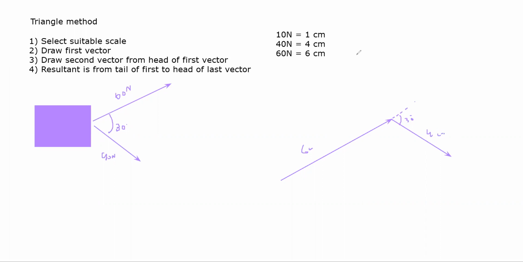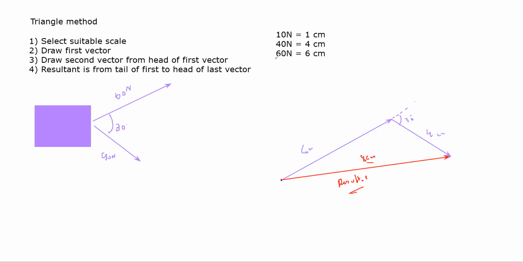Now what is the resultant? Resultant is from the tail of the first, this is the first vector tail, and the head of the last. So when you join the tail of the first to the head of the last, this is called the resultant of the vector. And you will get the same answer: previously we were getting 8 centimeters, here also we will get 8 centimeter as a resultant, which is equivalent to 80 Newton. Is it clear? The triangle method.